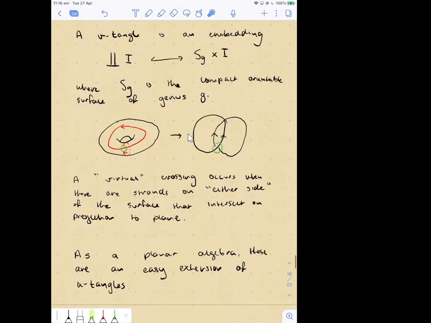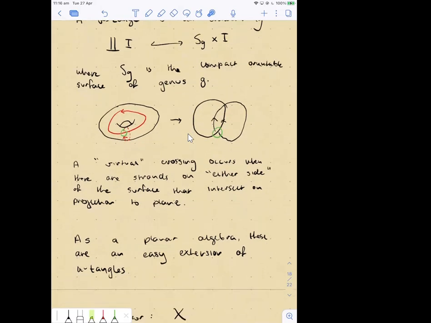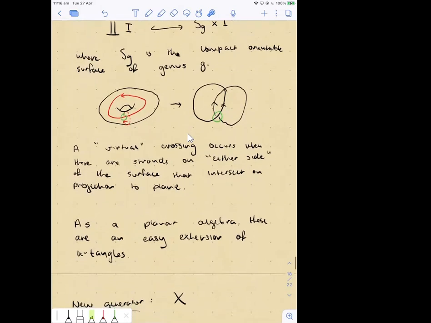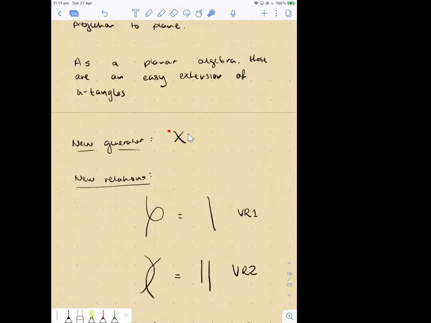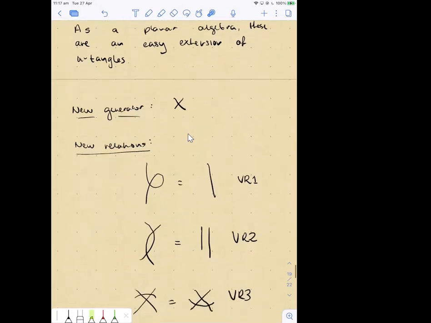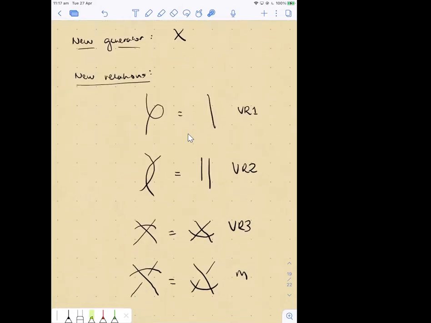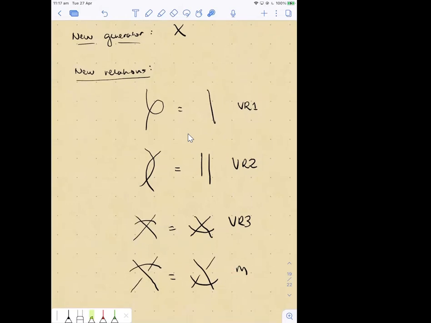So as a planar algebra, these are a super easy extension of usual tangles, where we just add one new generator. We have the overcrossing and undercrossing from the usual tangles, and we add one new generator here, which we call the virtual crossing. And then a series of new relations, where we have the virtual Reidemeister 1, virtual Reidemeister 2, and virtual Reidemeister 3, plus this mixed relation, which says how virtual crossings and usual crossings interact with each other.